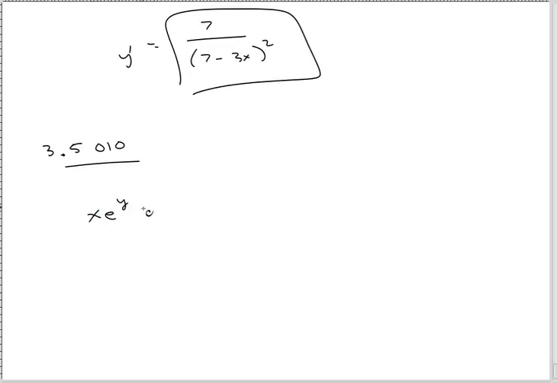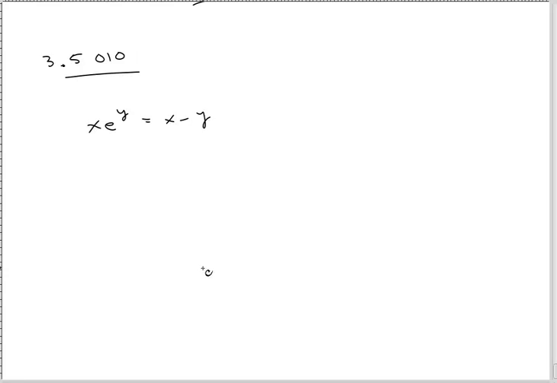x times e to the y is equal to x minus y. Implicit differentiation. It actually says it here. Well, yeah, I guess that's what we got to do. So notice that we have a product rule here.